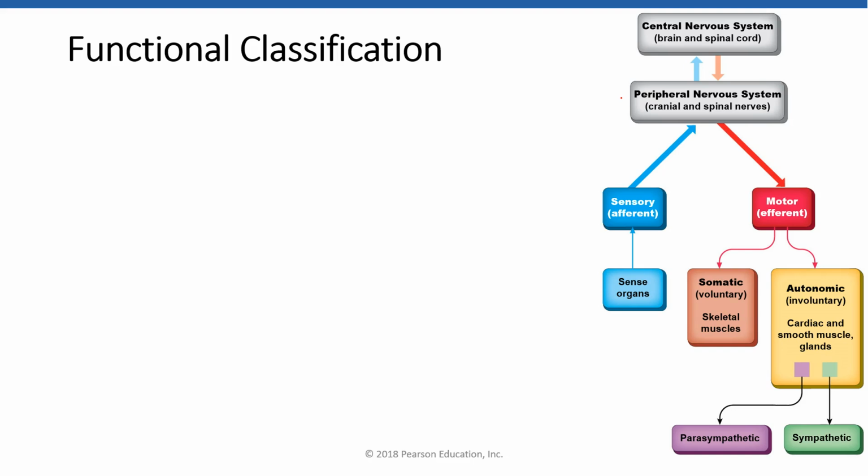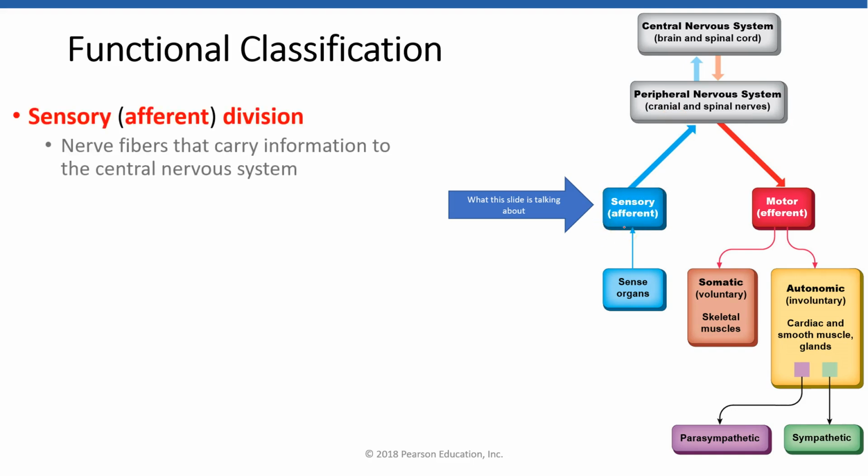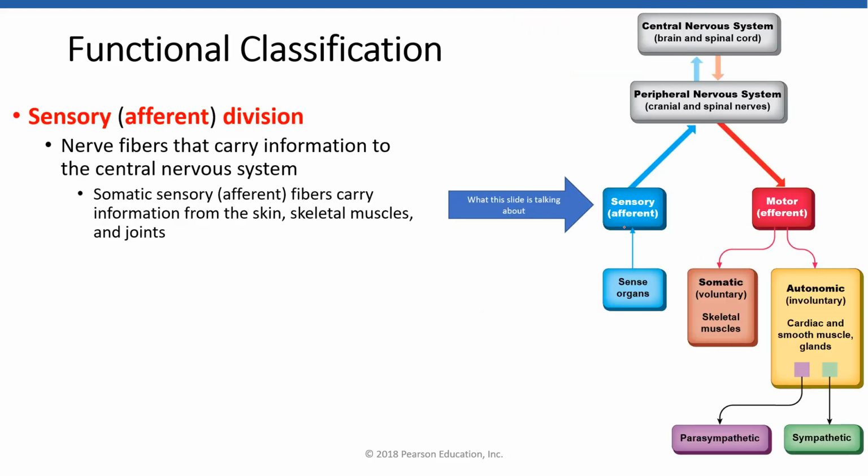Okay, now we go to the functional classifications. Talking about the sensory or afferent division, this is simply nerves carrying information towards the peripheral nervous system, which will then send it to the central nervous system. So the sensory division sends information in. You'll find these fibers in your skin, skeletal muscles, joints, anything that's going to sense the outside environment to send information in.